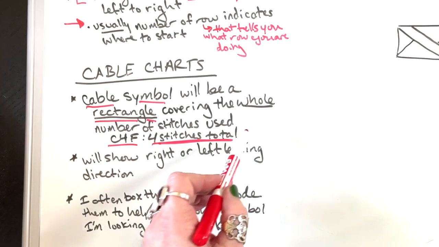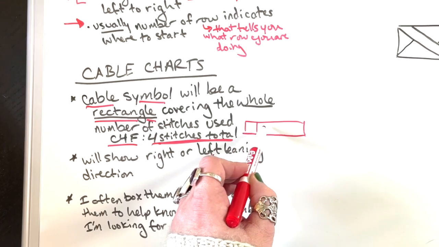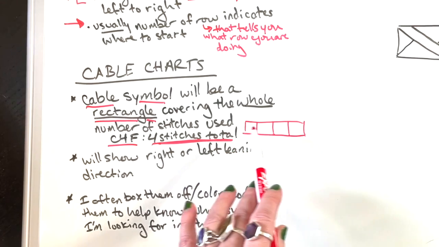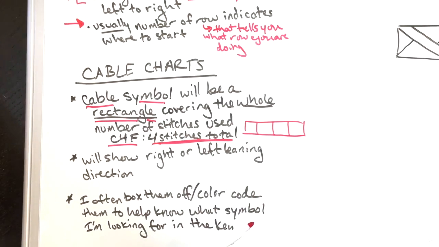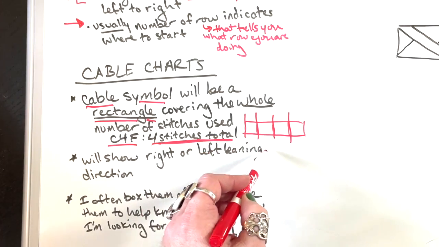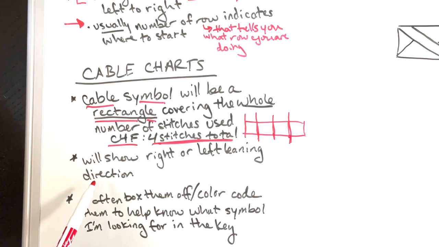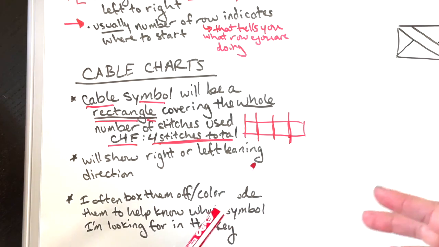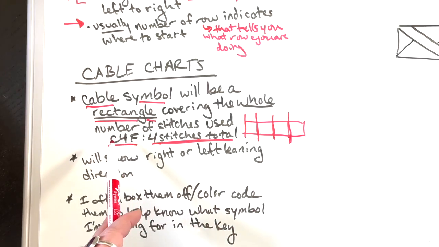So the rectangle that is used to tell you what is going on will be 4 boxes wide. And so I'm going to do this to show where the boxes are to give it a little more depth, but then it will show the right leaning or left leaning direction. It will actually show you everything. It'll show how many stitches you're putting on your cable needle. It'll show you everything. So let's see the C4F.